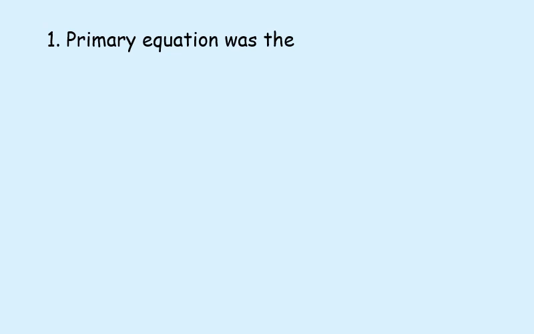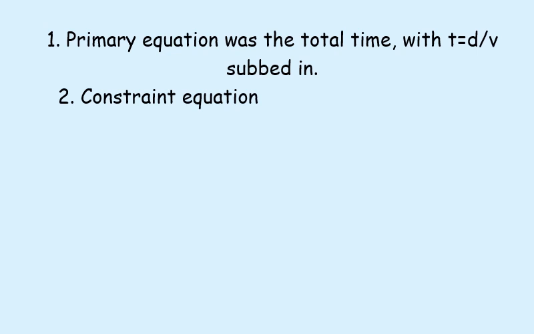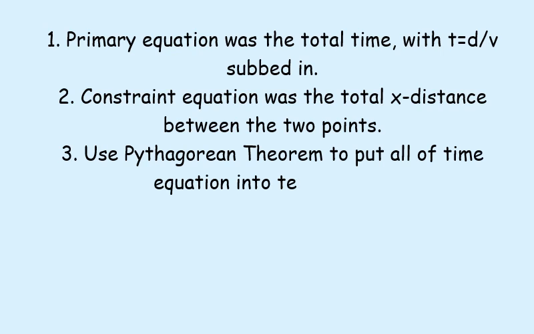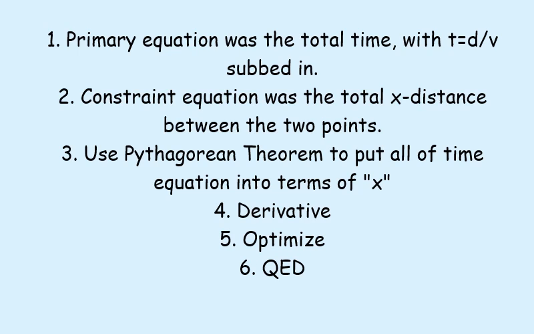So to summarize what the actual process was, number 1, the primary equation was the total time, with t equals d over v subbed in. Number 2, the constraint equation was the total x distance between the 2 points, and we had to use the Pythagorean theorem to introduce the constraint into the primary equation, which is number 3. Use the Pythagorean theorem to put all of the time equation into terms of x, take the derivative, set the derivative equal to 0 to optimize, and then after you optimize it, your proof is effectively done. QED.